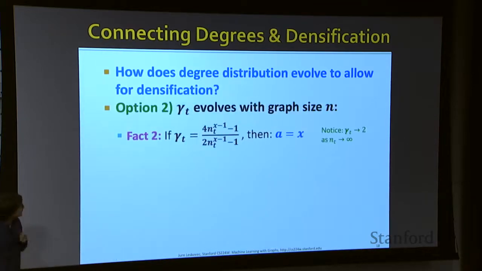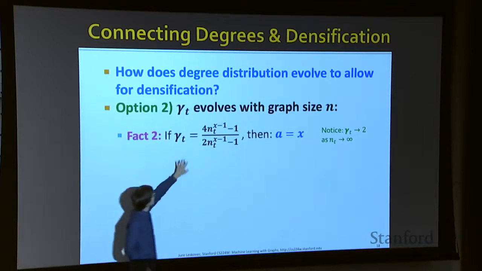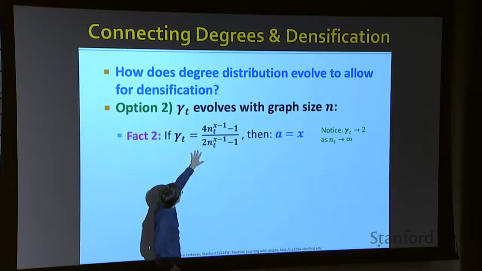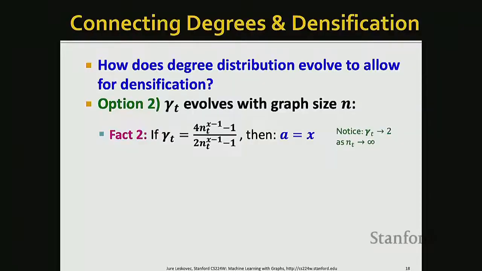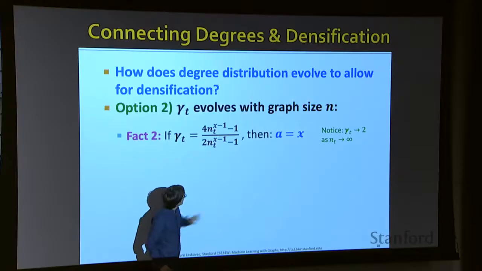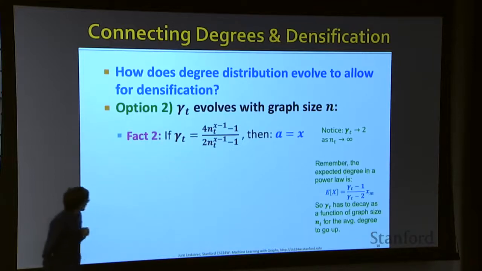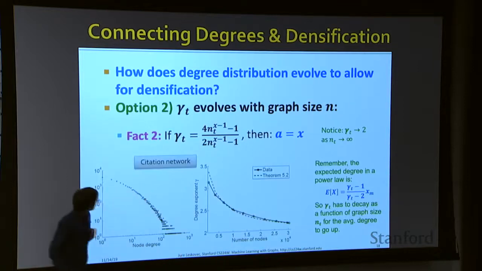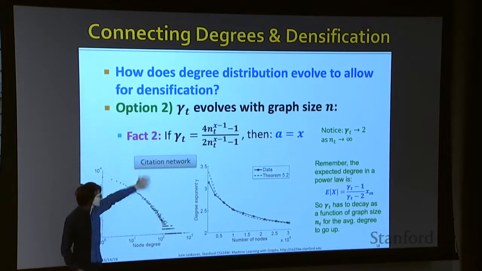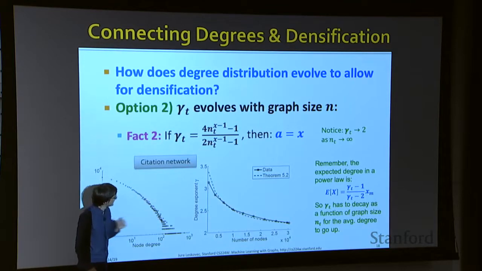And then there is a second option, that this degree distribution evolves over time. One can derive how the degree distribution should evolve, but essentially this is the number of nodes, and x is the densification exponent. To give you an example, here is a citation network that we were talking about before. It has this type of degree distribution.